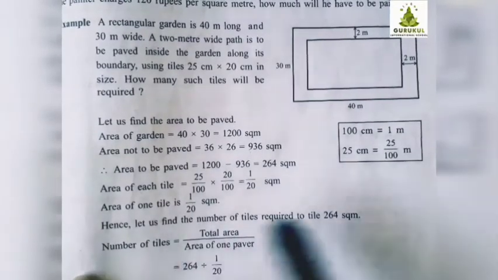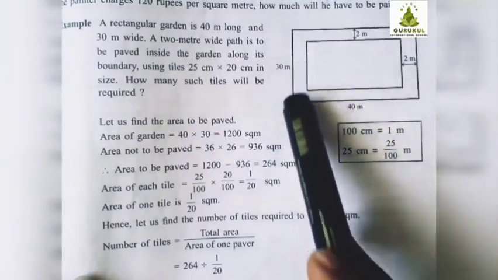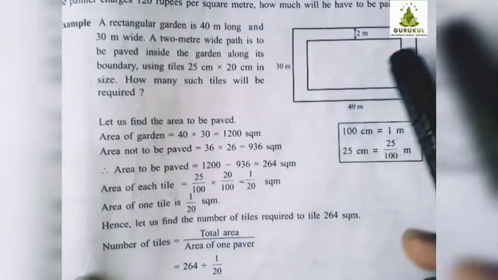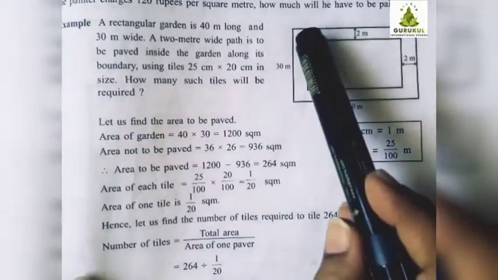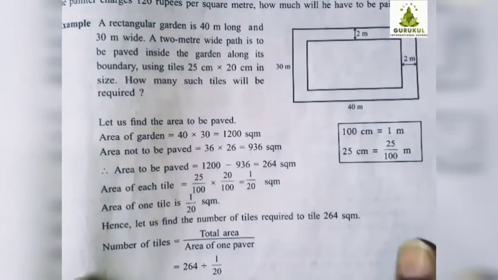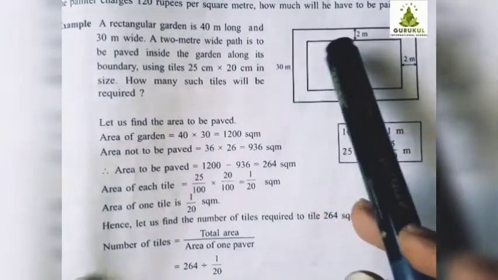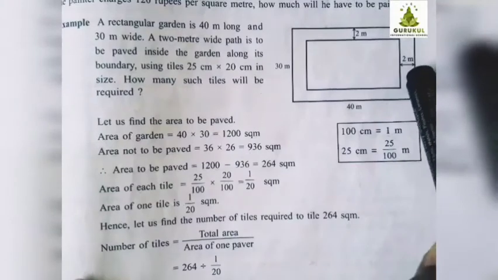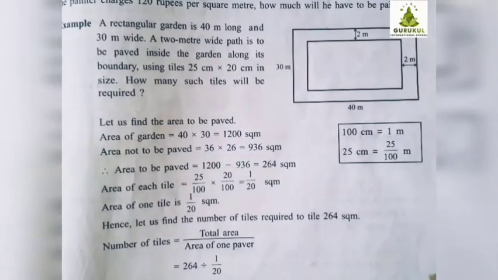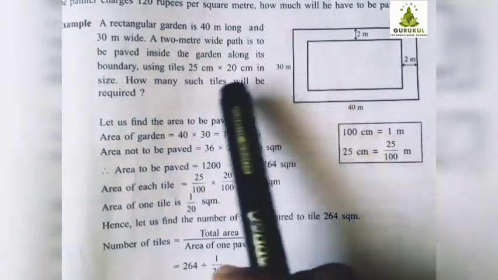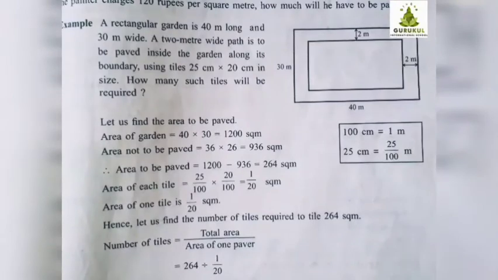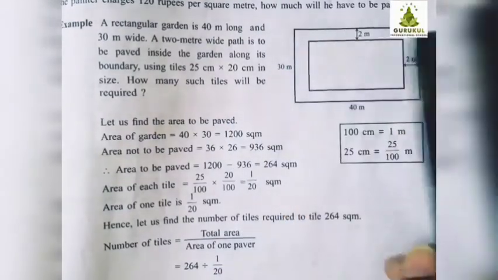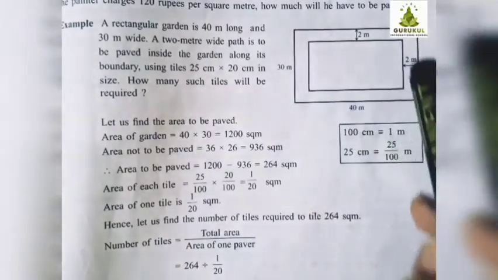So what question have they given? We have a rectangular garden whose length is 40 meters and breadth is 30 meters. Now a 2 meter wide path is to be paved, meaning inside this garden along the boundary or footpath. Paved means paver blocks, or you can say we have to fix tiles to these boundaries. The tile size we have to use is 25 by 20 centimeters. And a 2 meter wide path means from all sides 2 meters distance should be left.